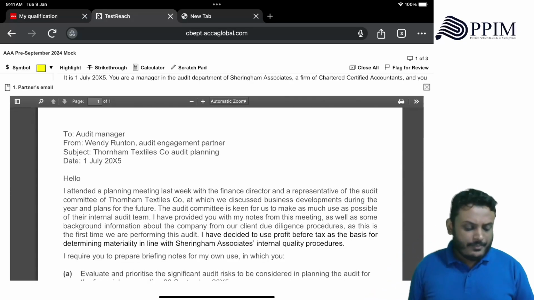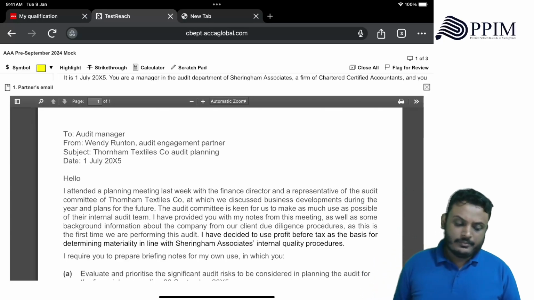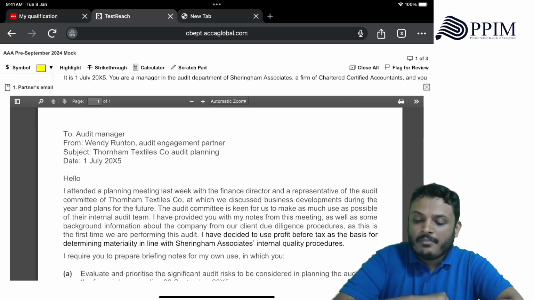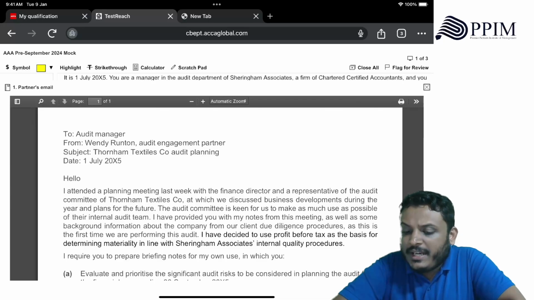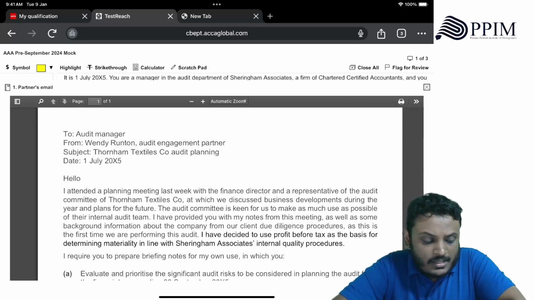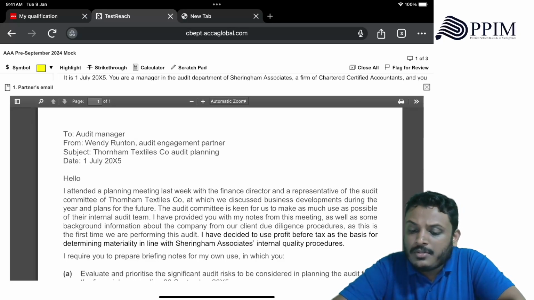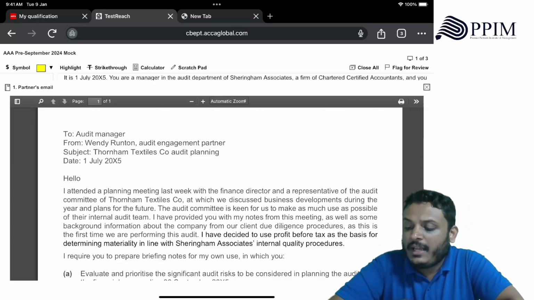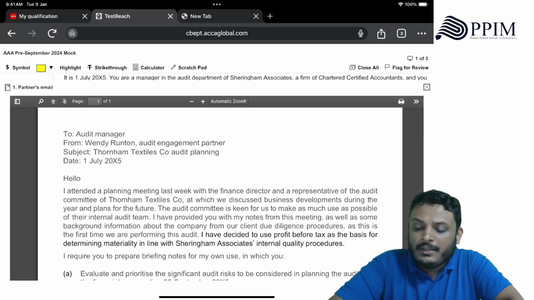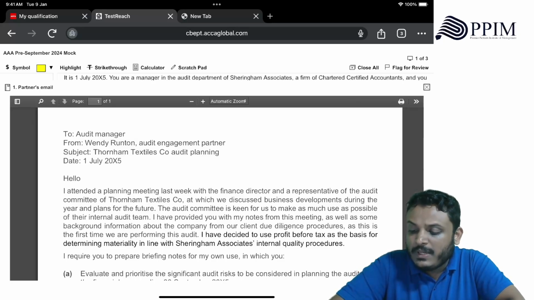The partner's email says, to the audit manager from WR, audit engagement partner. The subject is T Textiles audit planning. Date is 1st July 2005. Hello. I attended a planning meeting last week with the finance director and a representative of the audit committee of T Textiles, at which we discussed business developments during the year and plans for the future.